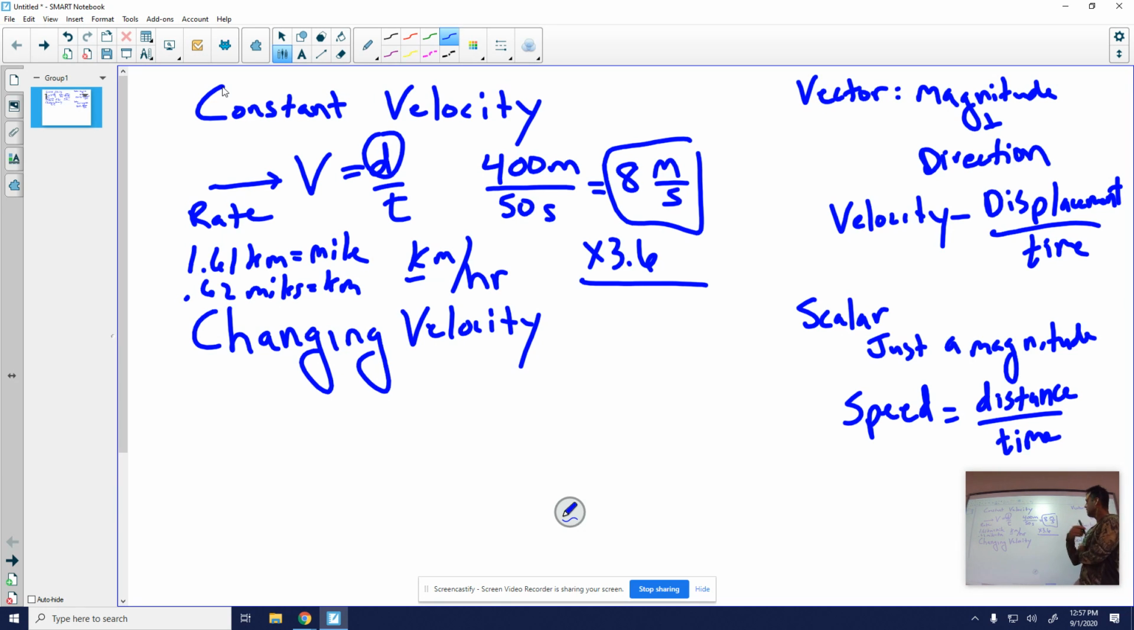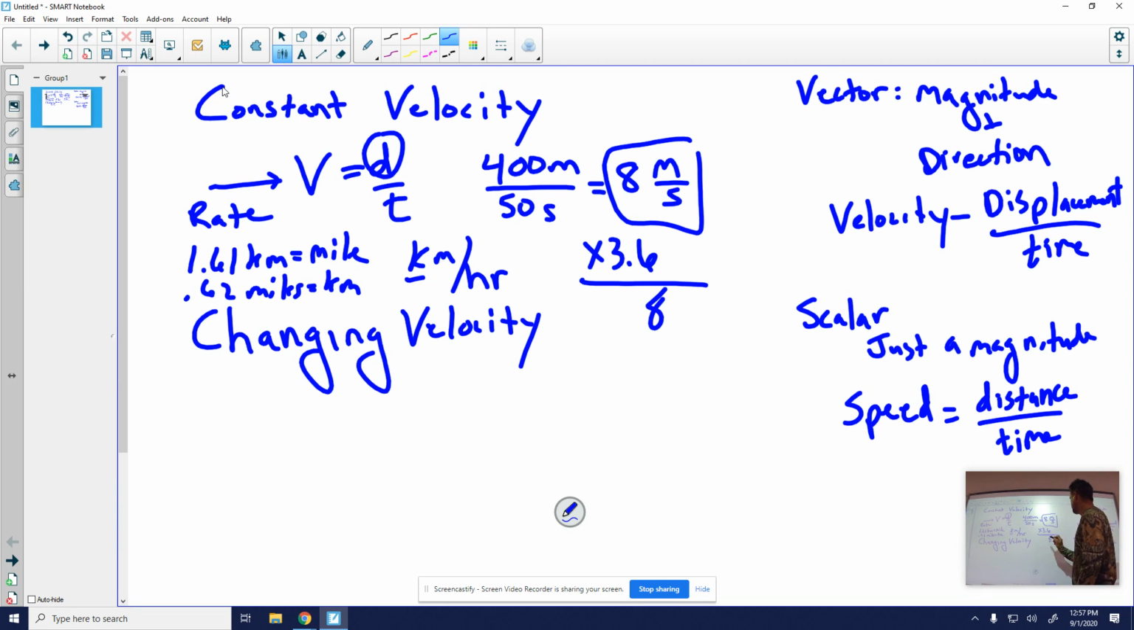So I could turn this 8 into kilometers by dividing by 1,000, but then if I want to get in hours, I have to times by 3,600. So what happens when you divide by 1,000 and then times by 3,600? You really are just timesing by 3.6. If you didn't follow any of that, just remember this. Just multiply by 3.6 and you're there.